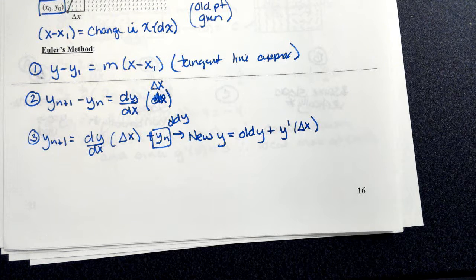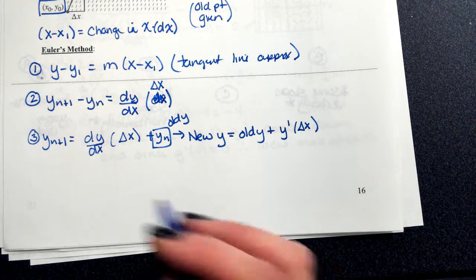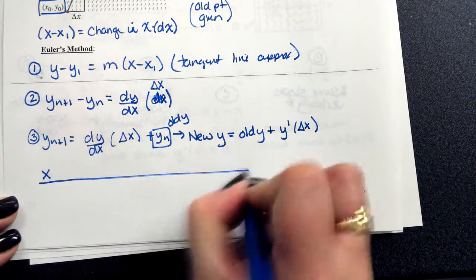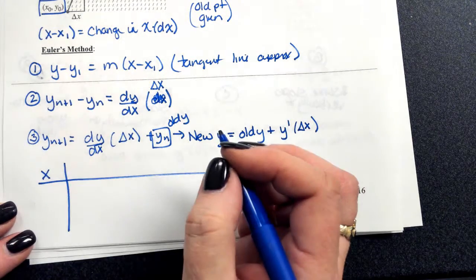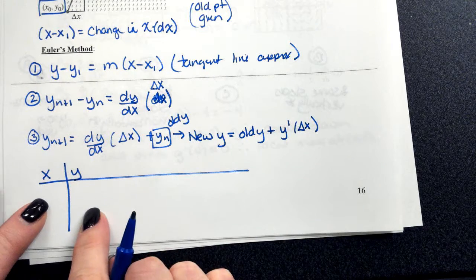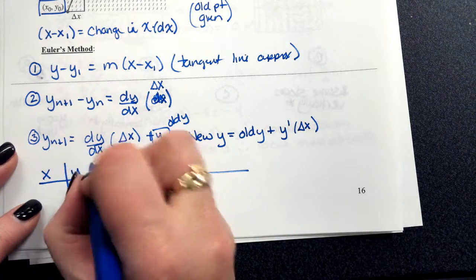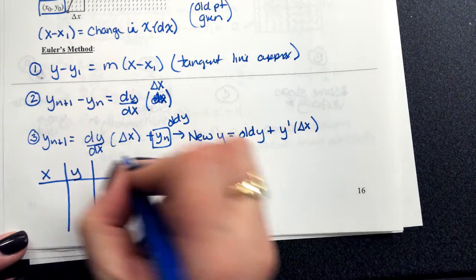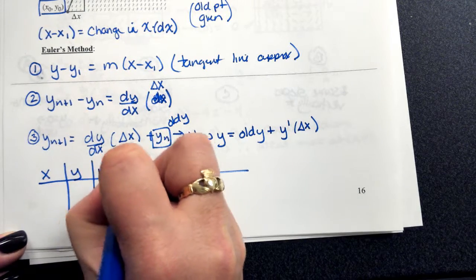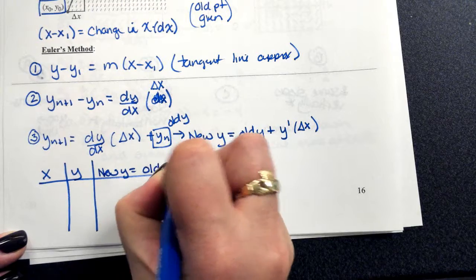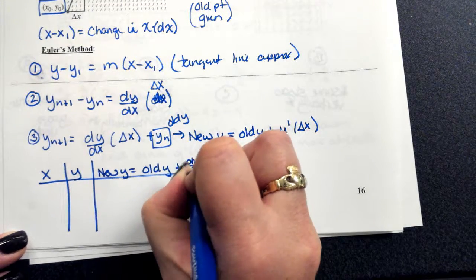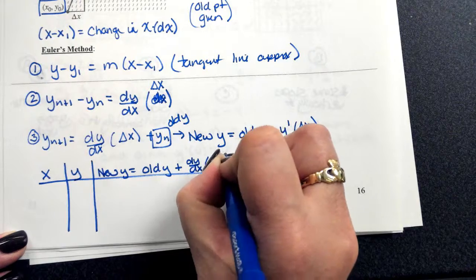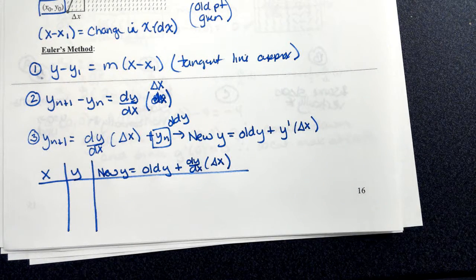When you're doing Euler's method to come up with an approximation, the easiest way is to make a chart. They have to give you a starting point. So here's your x and your y, and you fill out your x and y. Again, your new y is equal to your old y plus your dy dx times your change in x. That's basically the chart we're going to build.